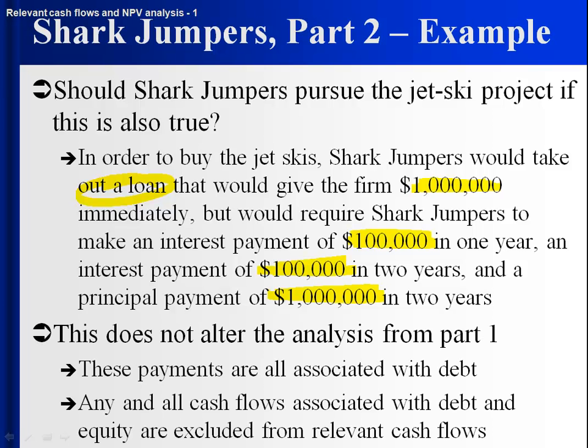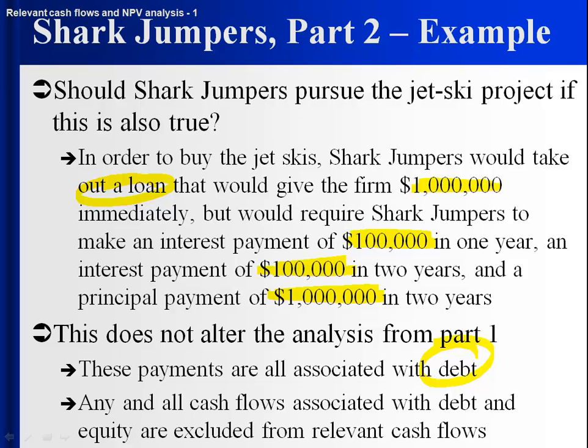The answer is this doesn't matter. Notice these are payments associated with debt. We ignore those because we want to separate out the decision of where we get the money from how we spend the money. And so someone might say, but wait, those are real cash flows. They're really going to get that and really have to pay that.